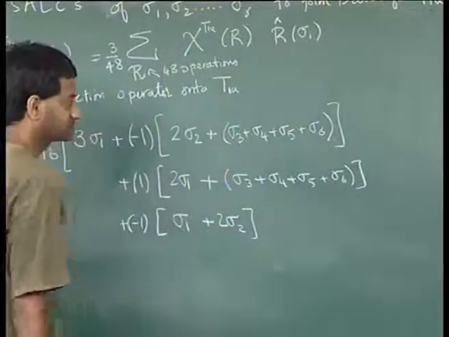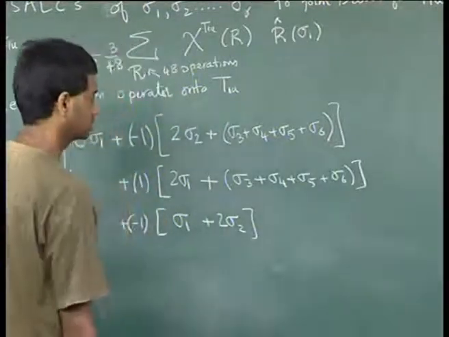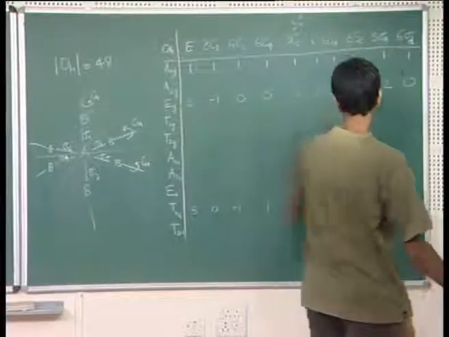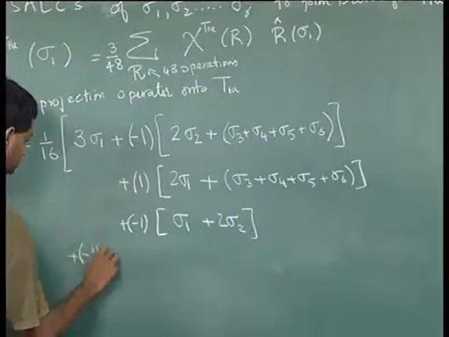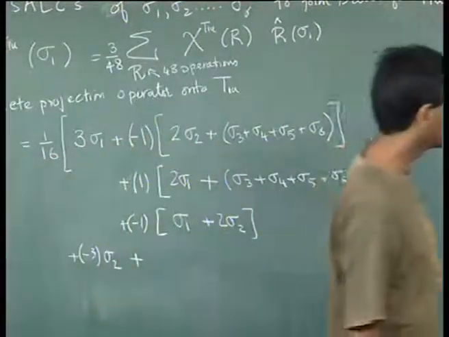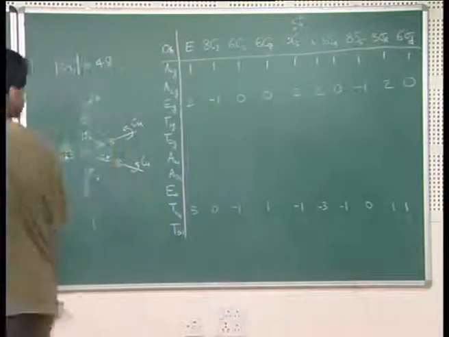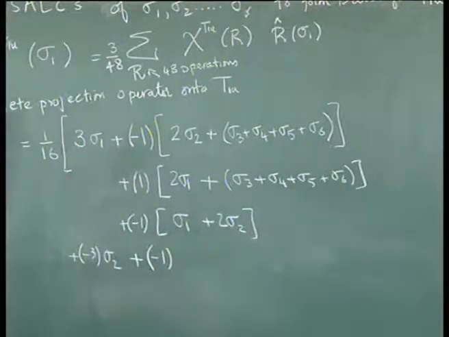What about the inversion? Inversion will take it to sigma 2. So the character of inversion is minus 3. Okay, so you have plus minus 3 sigma 2 plus. Now, you have 6 S4. The character of S4 is minus 1. And S4 operations will be very much like the C4.